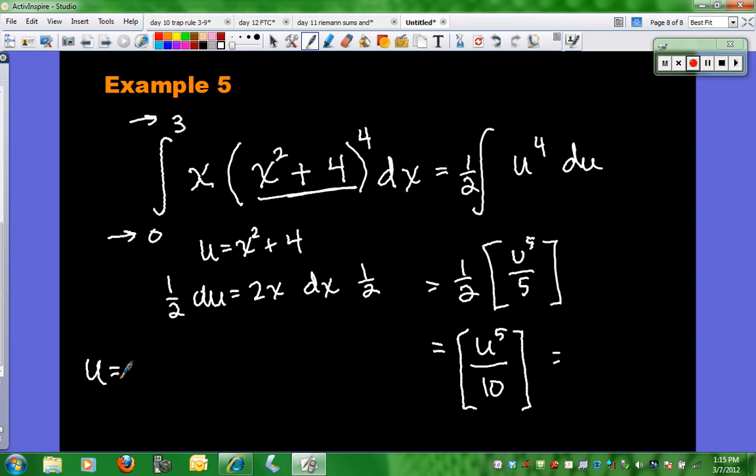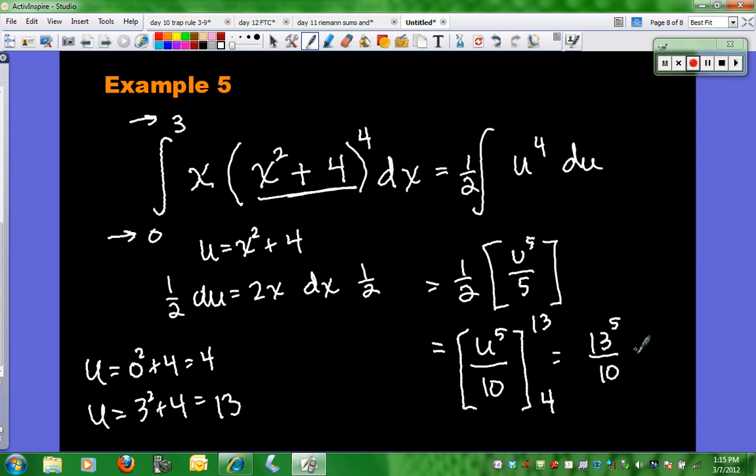So I write u is equal to 0 squared plus 4, which is equal to 4, and u is equal to 3 squared plus 4, which is 3 squared is 9, 13. And that becomes, 0 becomes 4, and 3 becomes 13. Then we can put in there 13 to the 5th over 10 minus 4 to the 5th over 10 and get that answer. Holy Moses, you say, 13 to the 5th is pretty big. Just another way to do it.